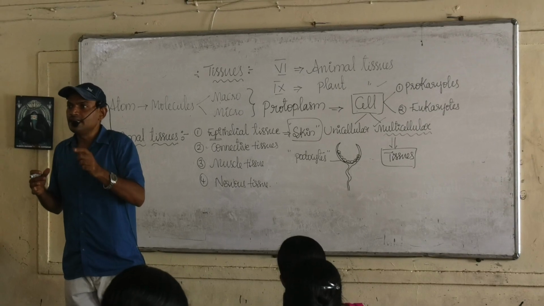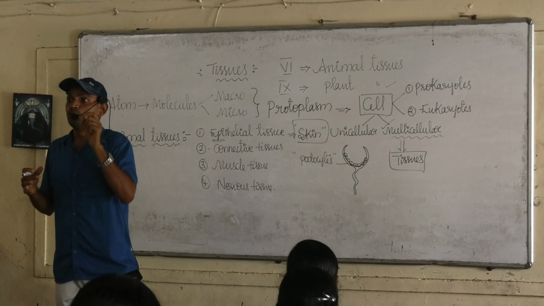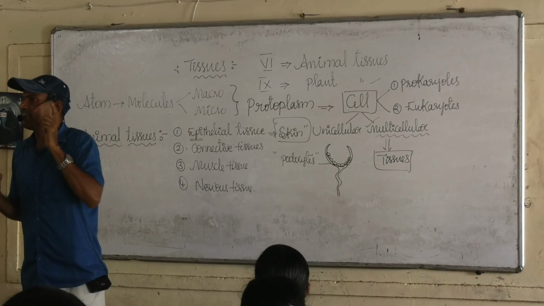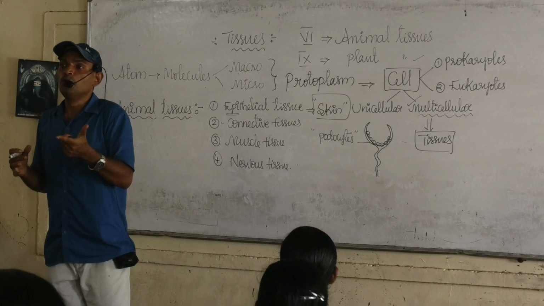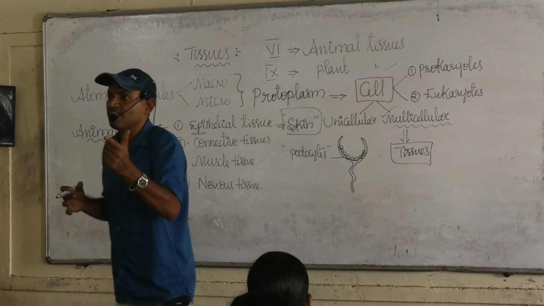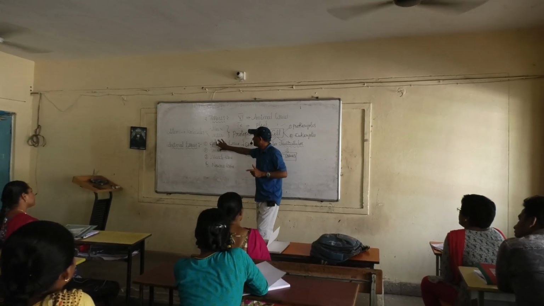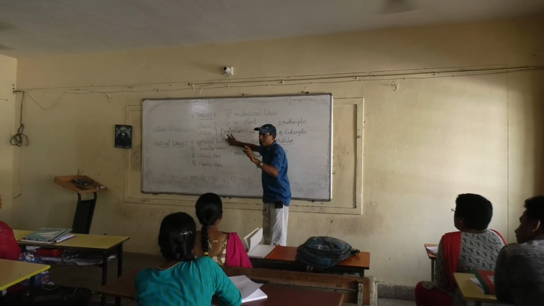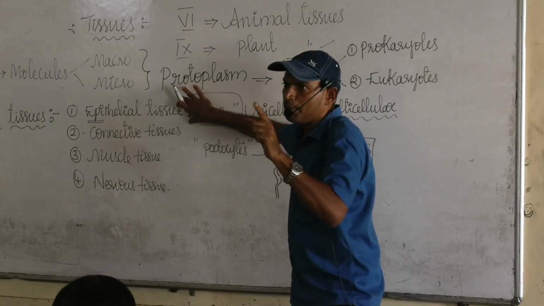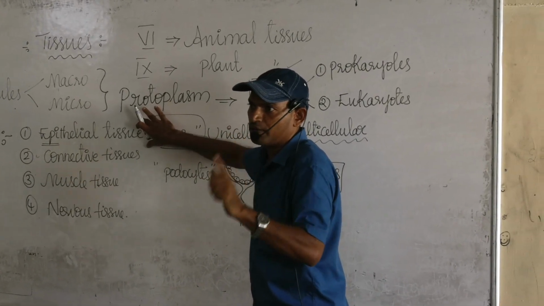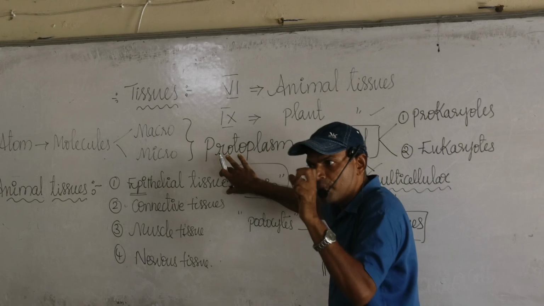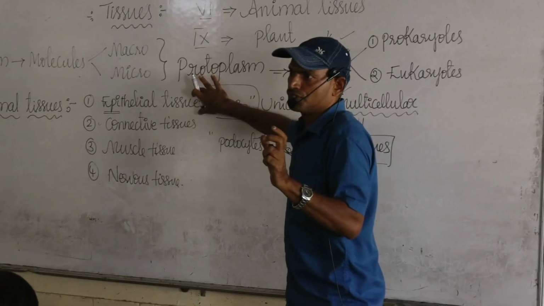Okay, nails, scales, feathers, horns, where do these develop from? They develop from epithelial tissue. Okay, so that is about the first tissue called epithelial tissue. I am not going deep into the concept. Why? Because we don't require that much knowledge. We want only brief knowledge about the particular tissues, right?